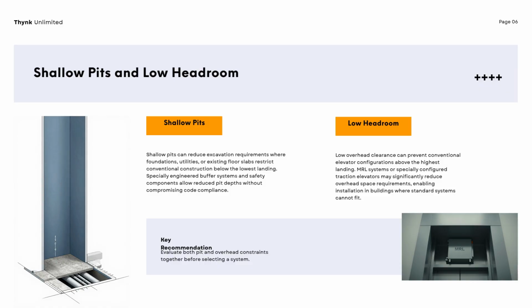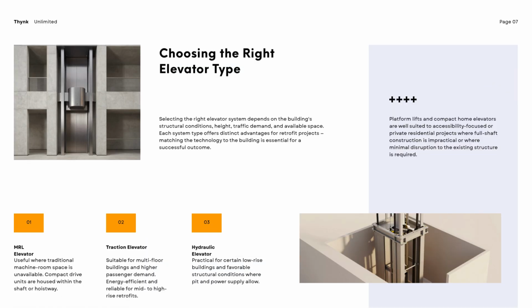A hydraulic elevator may be practical for certain low-rise buildings, especially where specific overhead or structural conditions favor hydraulic technology. A platform lift can be useful when the main objective is accessibility rather than high passenger traffic. It is commonly considered for schools, public facilities, and some residential projects. For private homes, a compact home elevator may provide a better balance between accessibility, space efficiency, and daily convenience. The right elevator type depends on how the building is used.